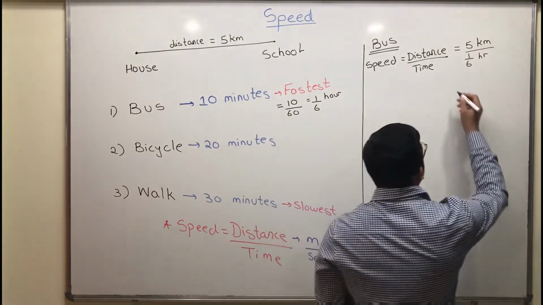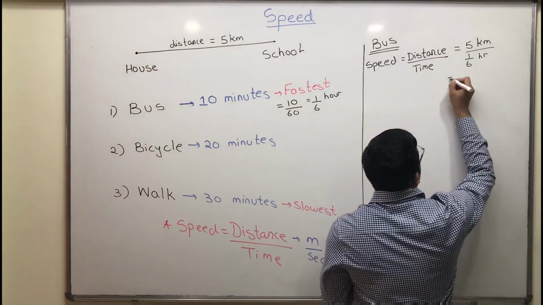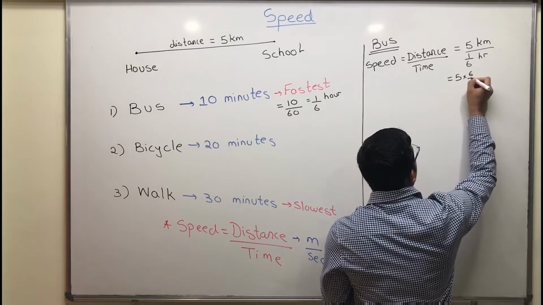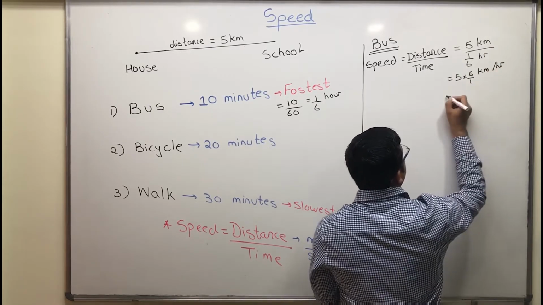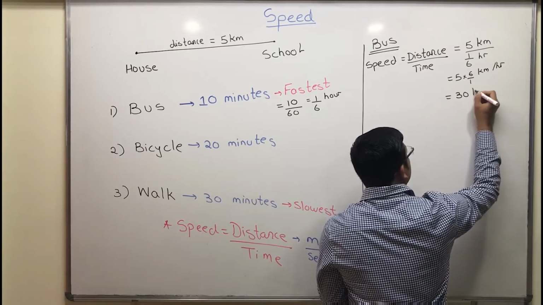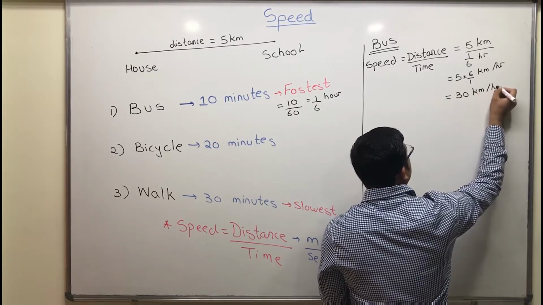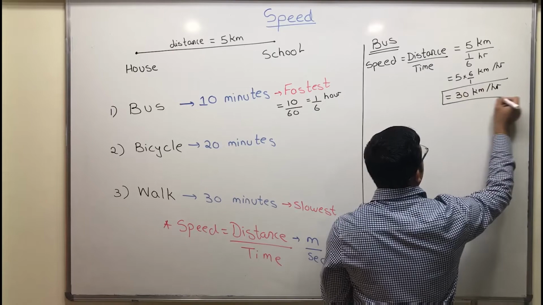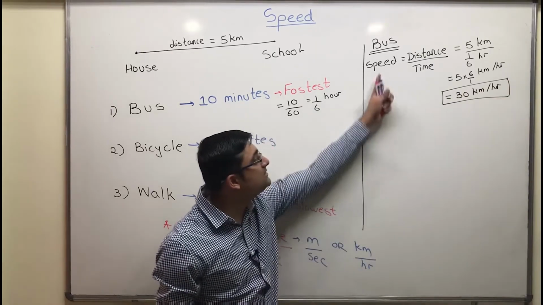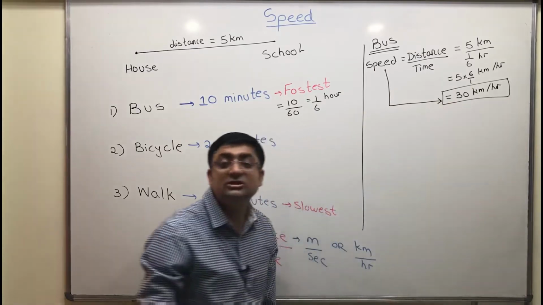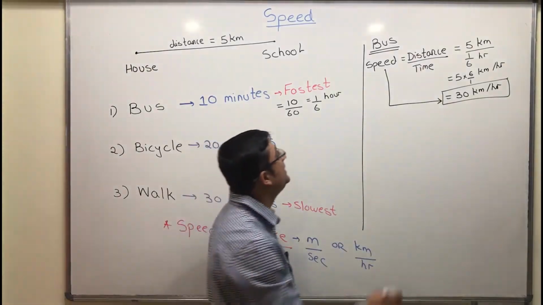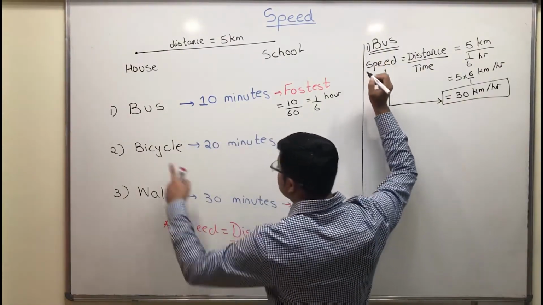So now we'll solve this. This will become 5 into 6 by 1 kilometer per hour. So what is 5 into 6? 30. That means the speed of the bus is 30 kilometers per hour. Is this clear? I repeat, what is the speed of the bus? The speed of the bus is 30 kilometers per hour. So this is how you calculate speed. Is this clear?